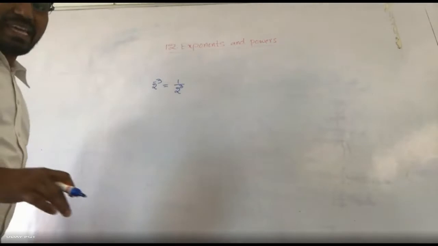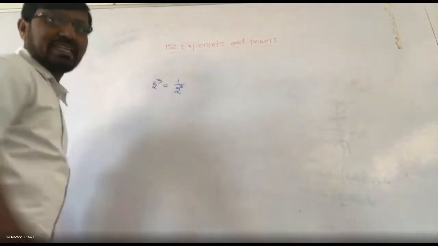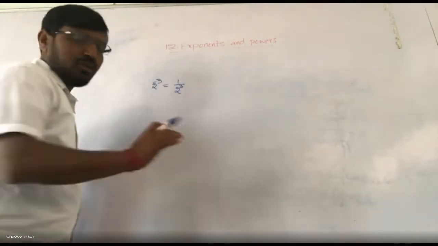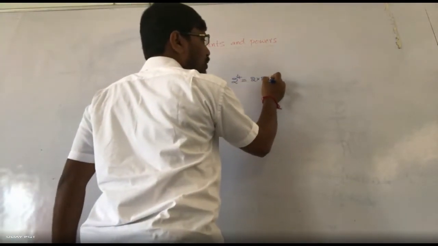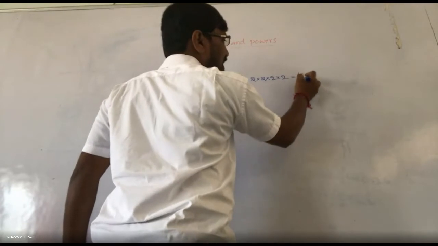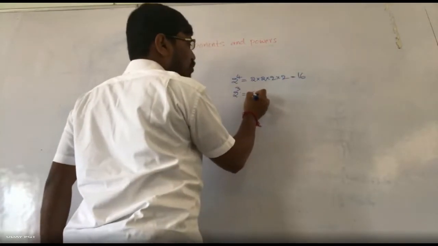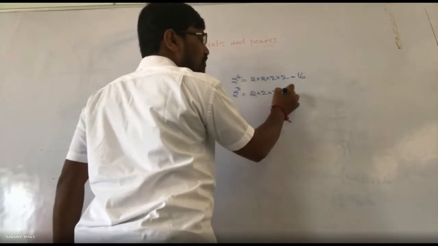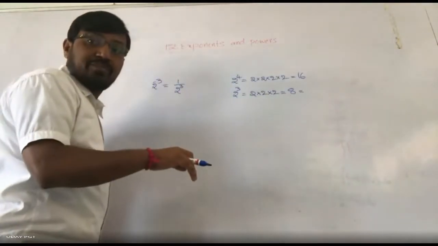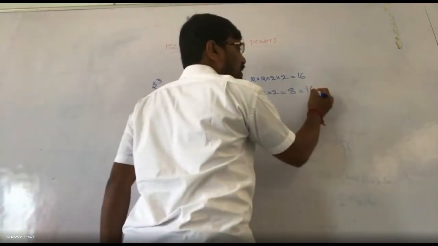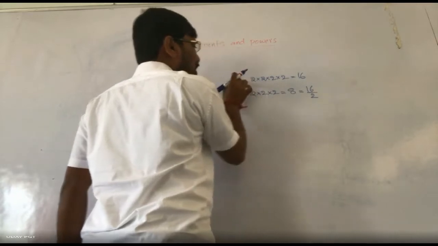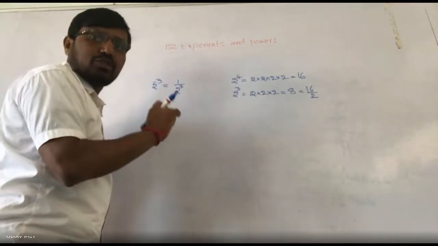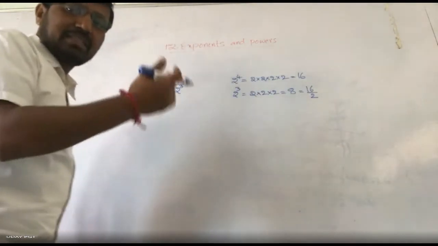Do remember, that's what I explained by taking 3 as an example. Now observe 2 power 4: 2 into 2 into 2 into 2, 4 times, which is 16. And 2 power 3 is 2 into 2 into 2, which is 8. How do we get 8? If you divide 16 by 2, because the base is 2. As the base is 2, I am dividing by 2. As the base is 3, I am dividing by 3.